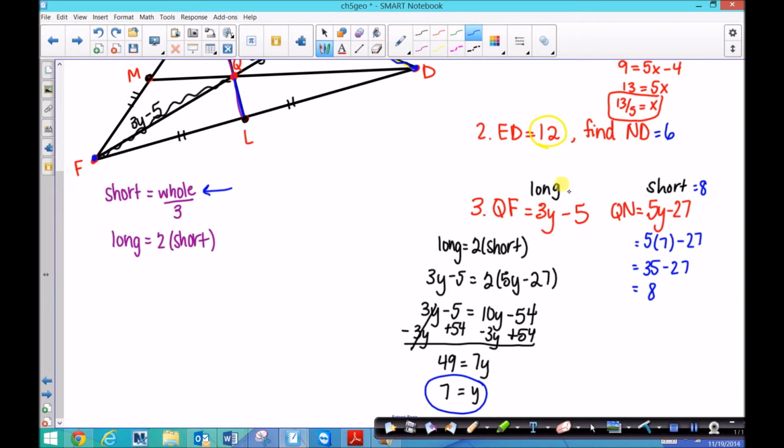So the long side, without even having to plug this in, it should be equal to 2 times the short side, or 16. If we plug it in just to check, we can say 3 times 8, whoops, not 8, 7, because that's what our y is. So 3 times 7 minus 5. 21 minus 5, sure enough, is 16.